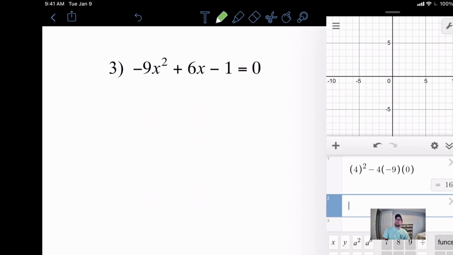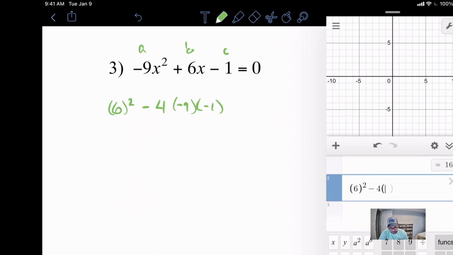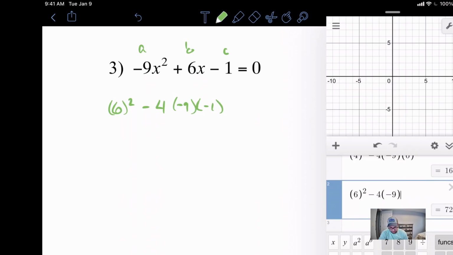So we have negative 9x squared plus 6x minus 1. So we have our A, our B, and our C. Plugging into our discriminant formula, b squared, that means 6 squared minus 4 times a, which is negative 9, times c, which is negative 1. So typing that into our calculator, you're going to have 6 to the second power minus 4 times negative 9, in parentheses, times negative 1. And we get an answer of 0.